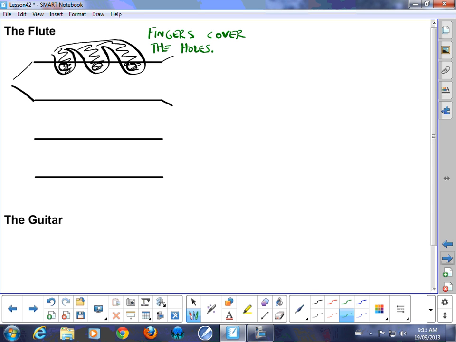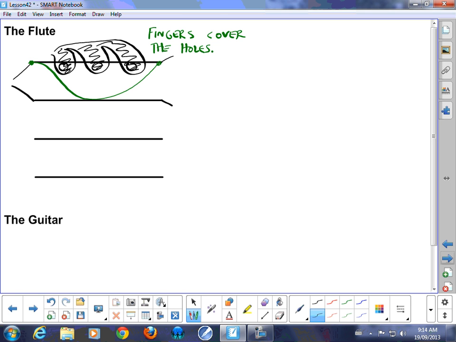I'm going to have two scenarios for you. In this first one, you blow into it and all the holes are covered. That means you use the entire column, so you get that fundamental wavelength that looks like that. All the holes are covered.